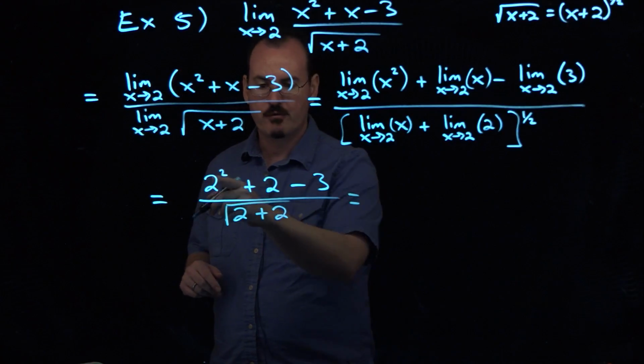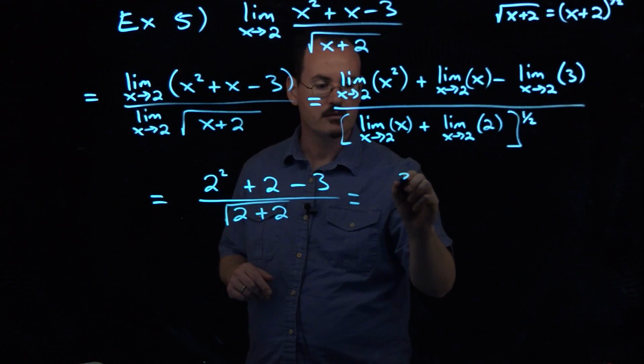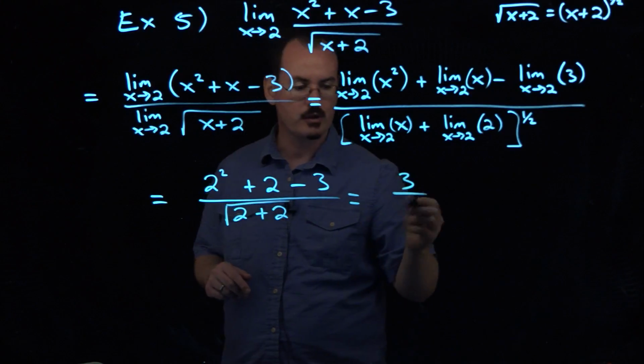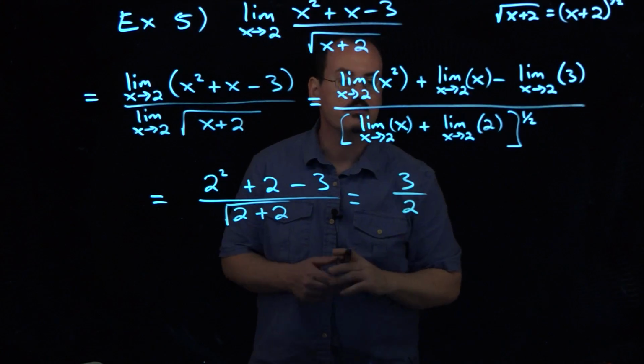So this is what we're going to end up with. 4 plus 2 is 6, minus 3 is 3, and then 2 plus 2 is 4. Square root of 4 is 2, so at the end we get 3/2.